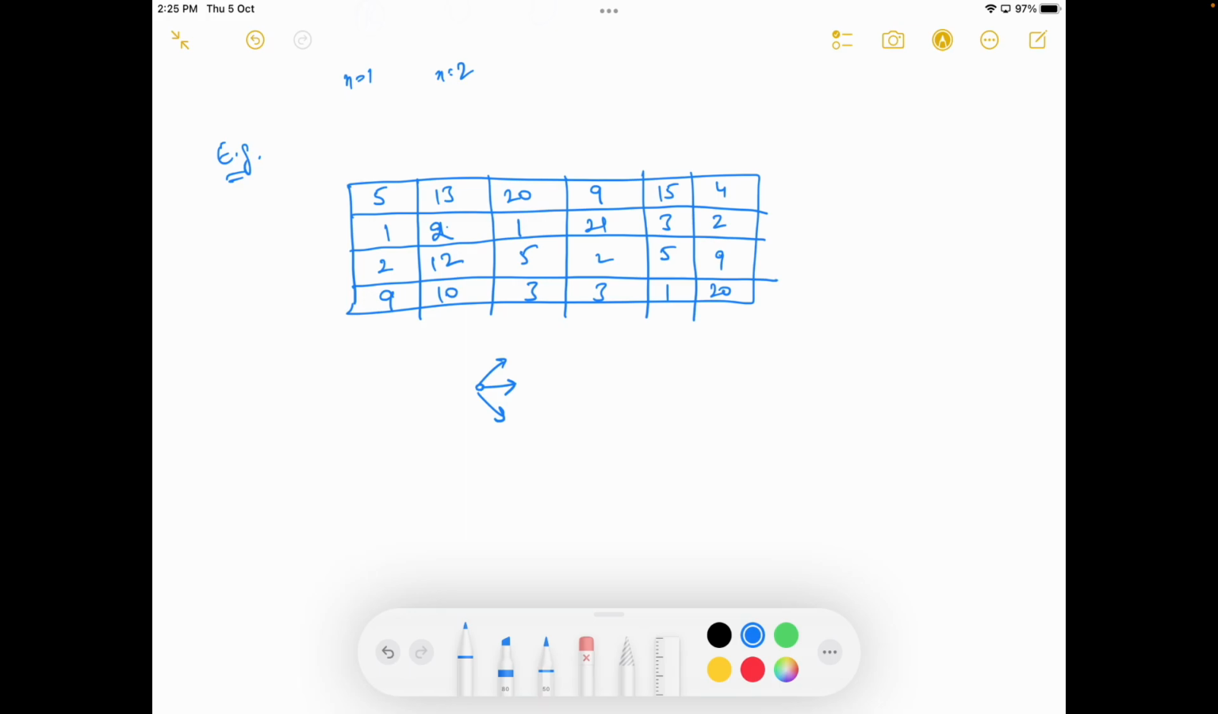Which means if you are at 1, you can move to 2, or to 13, or to 12. And if there is a boundary, you can't go up. Like from 13, you cannot go up; you can only go to either 20 or to 1. You have to collect points and reach here, and when you reach here you should have the maximum number of points. Basically, you have to choose the path which will give you the maximum number of points. How will you do that?